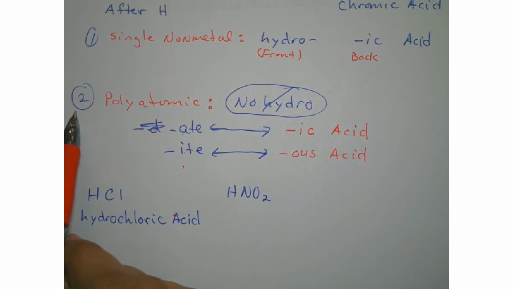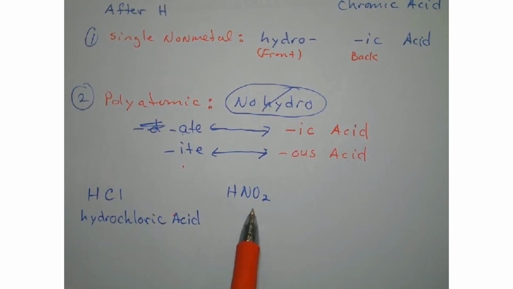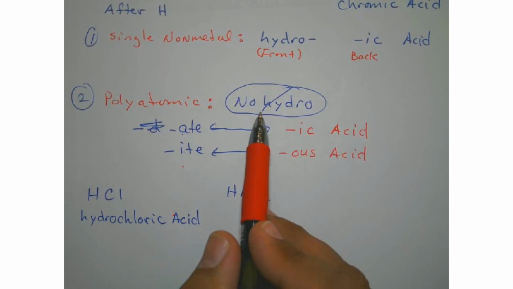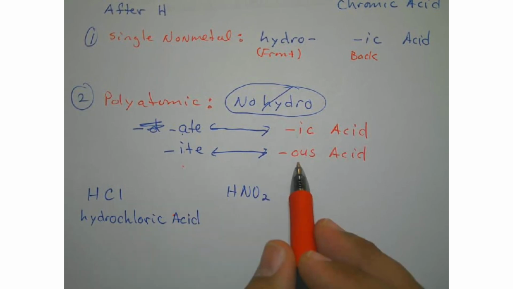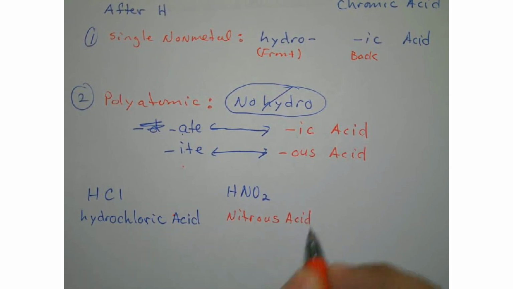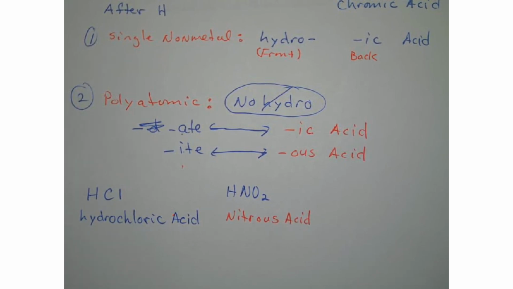So you're going to see that NO2 is nitrite. Are we going to write hydro? No, we don't write hydro. So nitrite, the ite turns into us. So this is nitrous. Not too hard, right? Let's do another example.